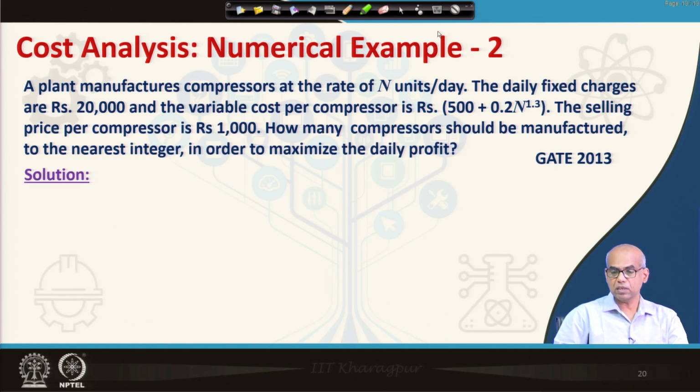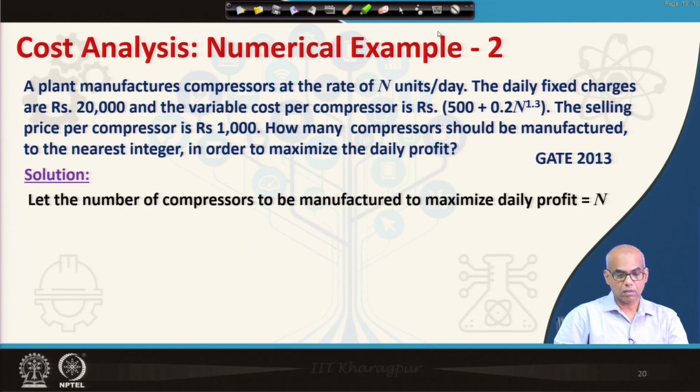Now, let us consider that the number of compressors to be manufactured to maximize daily profit is n. So, now we find out the total profit, which will be a function of n. Then take the derivative of that function with respect to n, set that equal to 0, solve it, and we will get the optimum value of the number of compressors that needs to be manufactured per day.